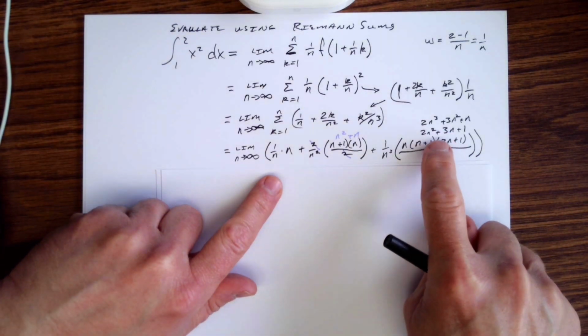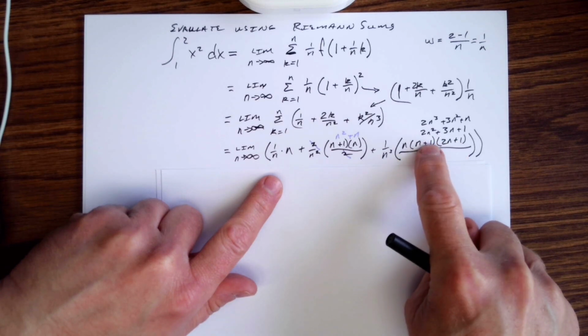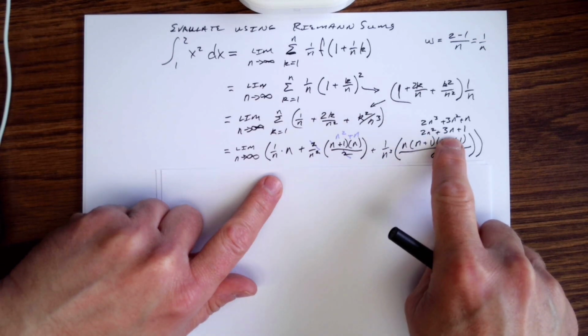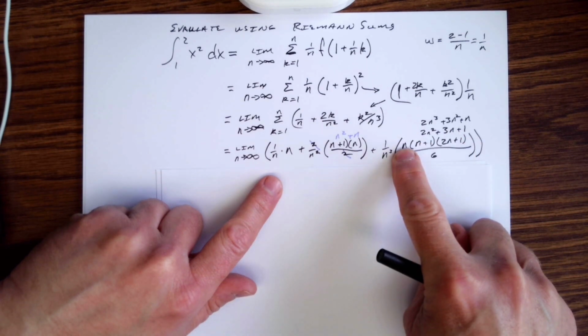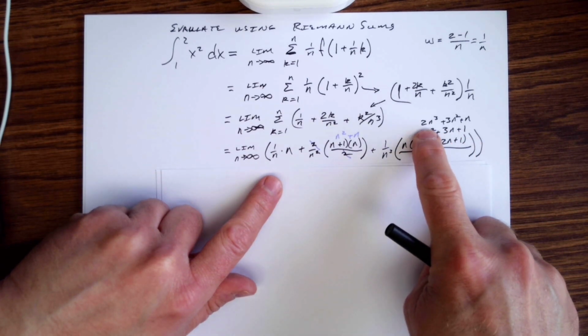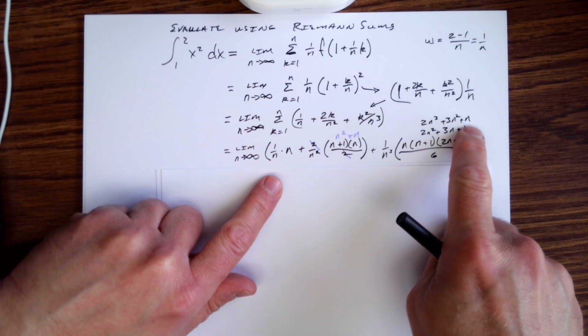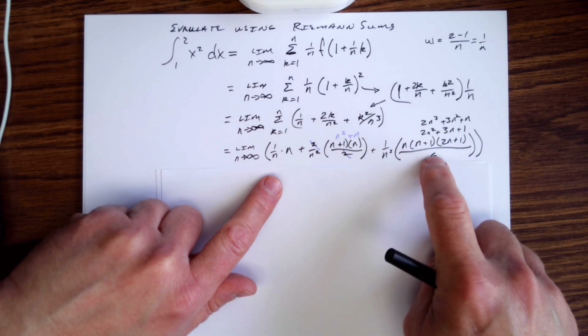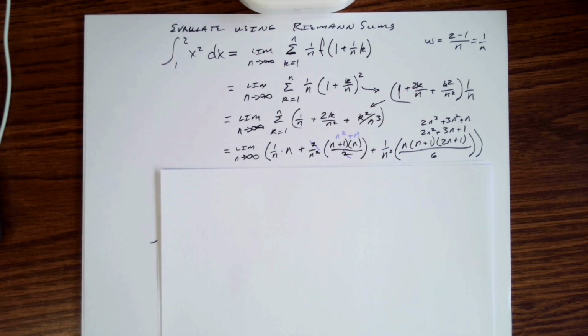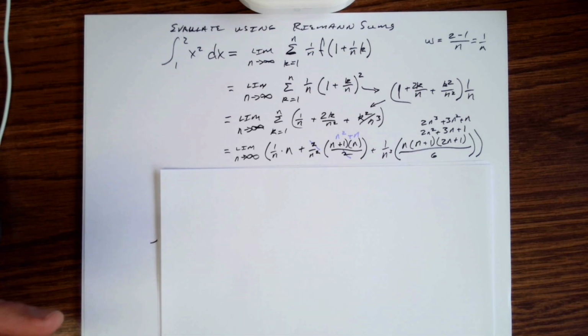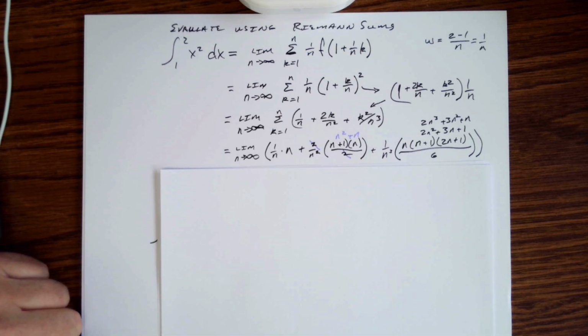And then my last piece over here, I multiplied out those two binomials and got 2n squared plus 3n plus 1. I distribute my n through, and I get 2n cubed plus 3n squared plus n, all still over 6, and then multiply by n cubed. All right, so that's all those pieces. Again, pause the video as you need to absorb what's going on here, and then back up and rewind it if you need to.